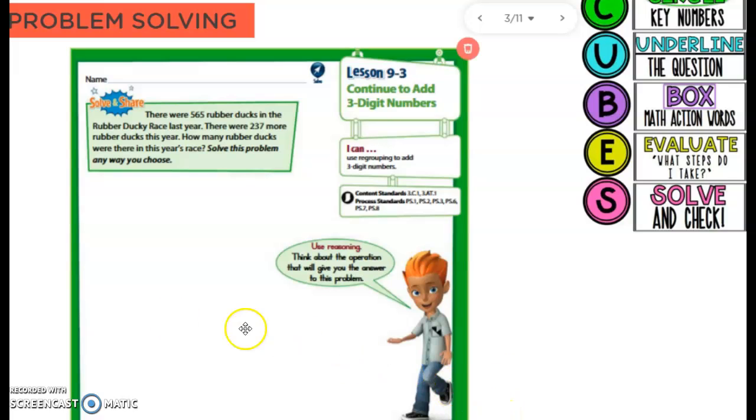Welcome to problem solving for today. We are going to continue looking at adding three-digit numbers in word problems, and we are going to continue looking at those key words inside the problem that tell us if we have to add or subtract. Let's go ahead and begin. Please make sure that you are on page 3 in your class kit.